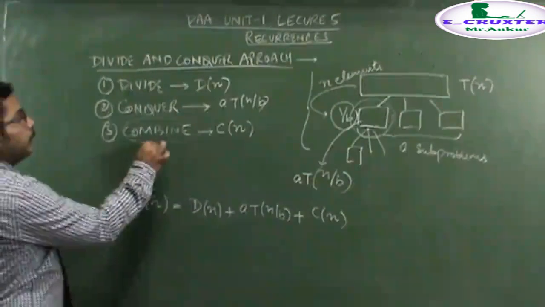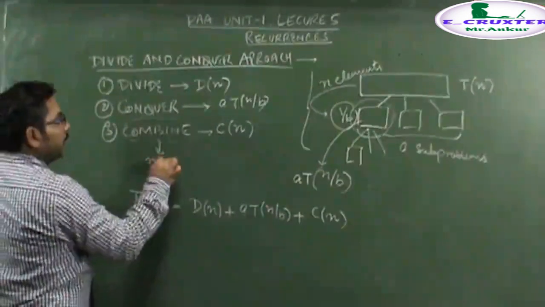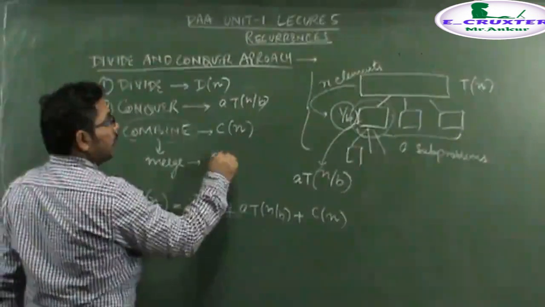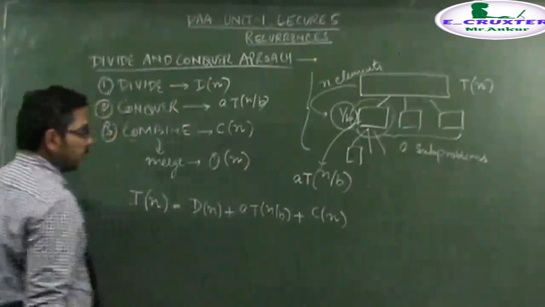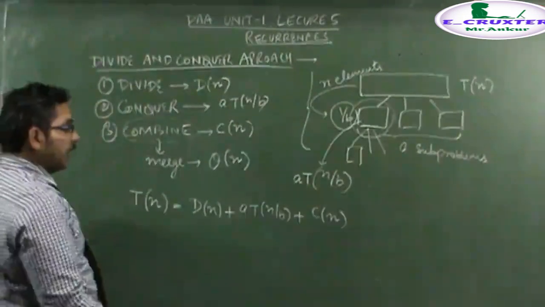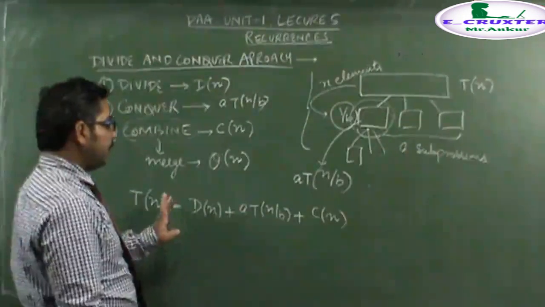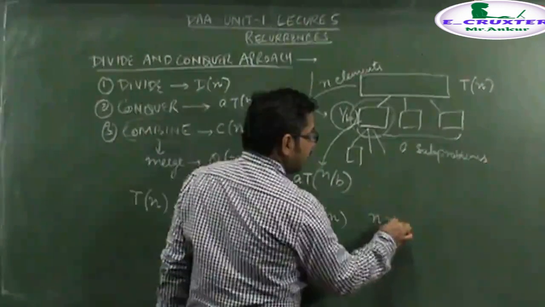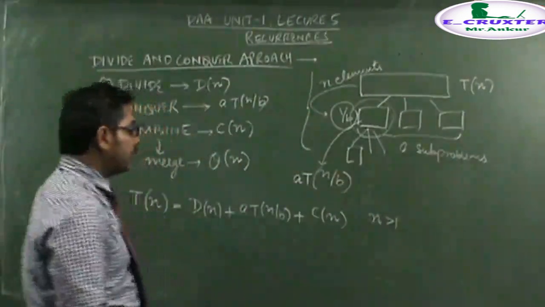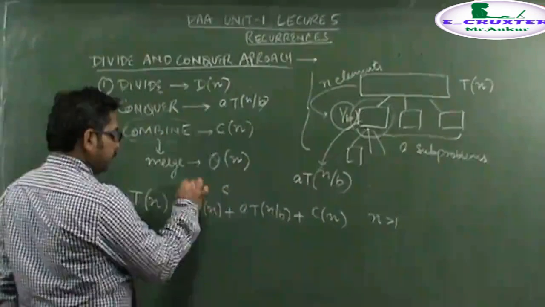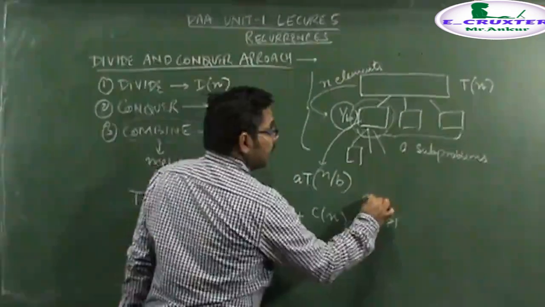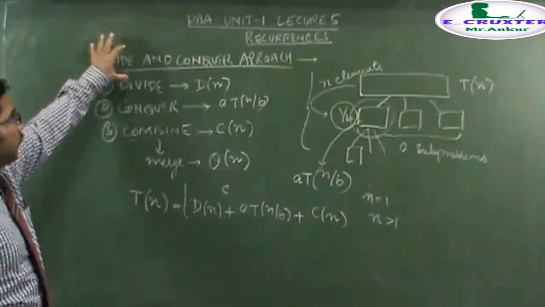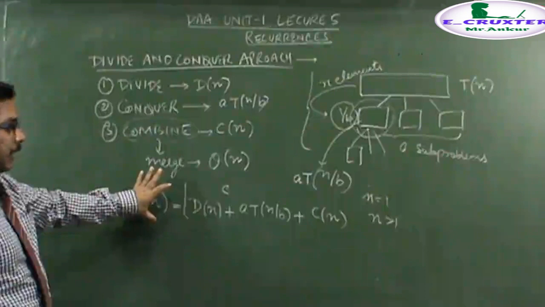As you see in merge sort, the combine time was theta of n. This time applies when the number of elements is greater than 1. Otherwise a constant time applies when the number of elements is 1. Hence we say the equation for divide and conquer is something like this.